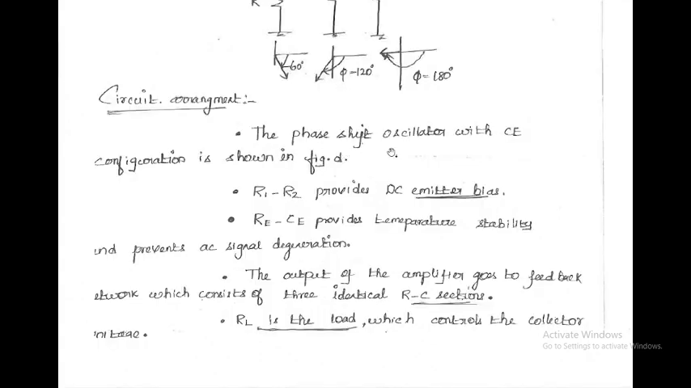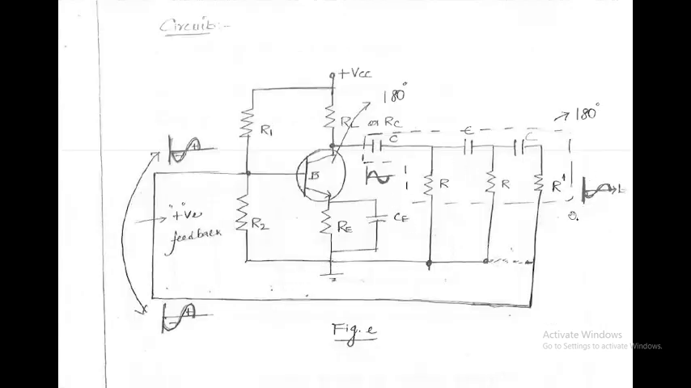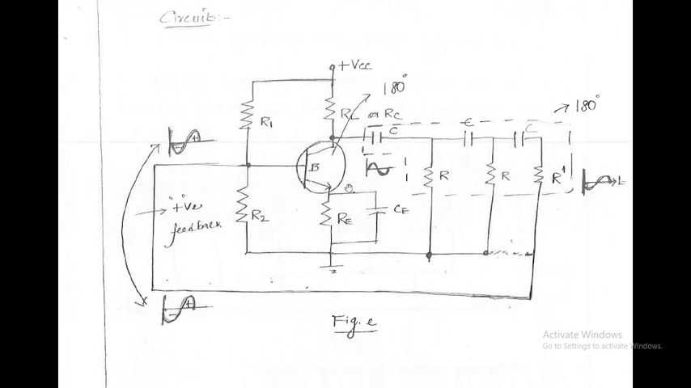Yes, the phase shift oscillator with CE configuration is shown in the figure. The resistances R1 and R2 provide the DC emitter bias, and the emitter resistance RE and the emitter capacitor CE provide temperature stability and prevent AC signal degeneration. This circuit contains three RC sections: the first RC section, the second RC section and the third RC section. Here this is the oscillator, so we should give positive feedback.